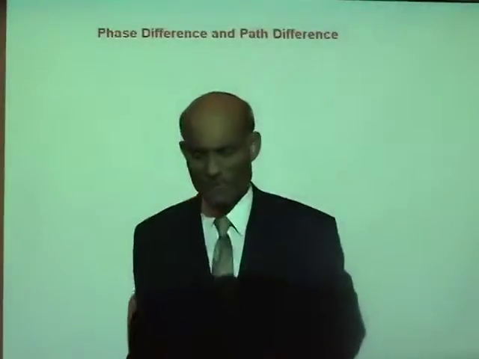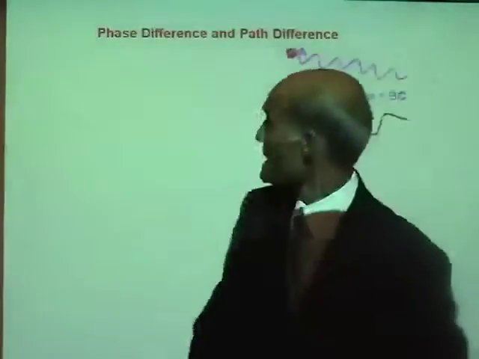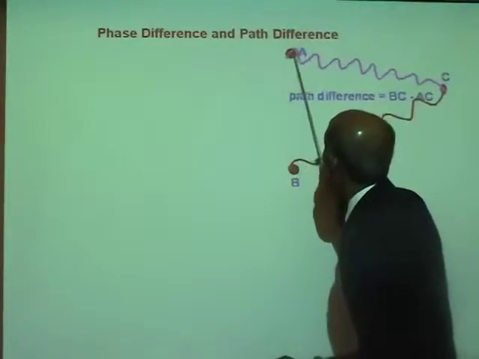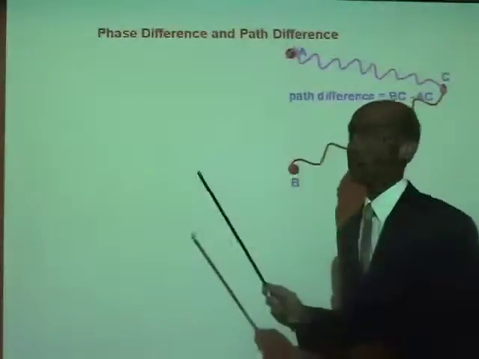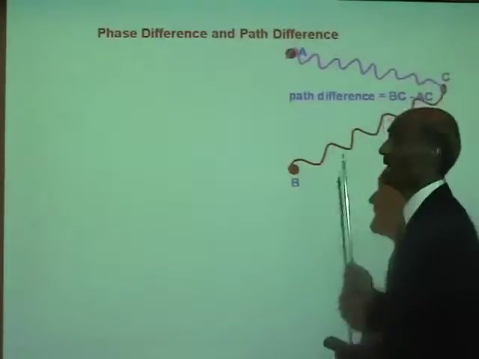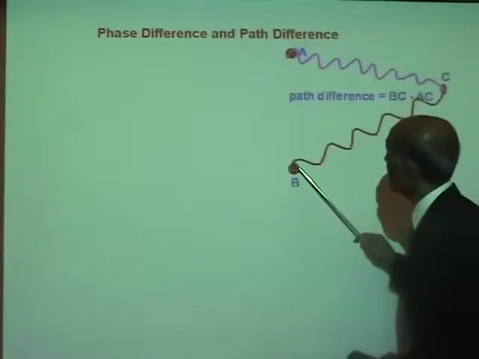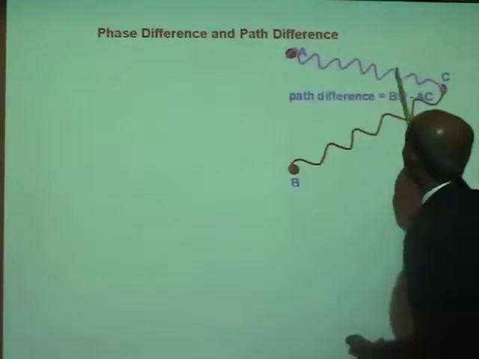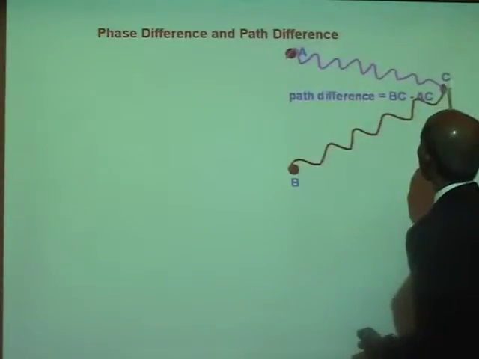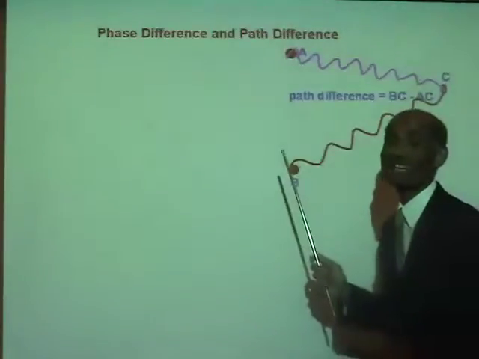What is the path difference? I think we need to construct that concept now. Let's now talk about this. Suppose this is waves coming from loudspeaker 1. And here is loudspeaker 2. And you are sitting here. You see? Waves coming from loudspeaker 1 and waves coming from loudspeaker 2 reach point C where you are sitting.